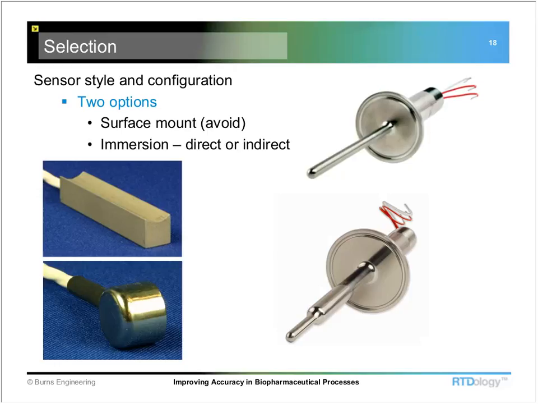So to look at some of the probe types to overcome this, one of the first things to look at, we typically have 2 options here. We can do a surface mount sensor, and for improving anything beyond 0.5 degrees C accuracy, pretty much avoid those. It's going to be very unlikely that you're going to get anything better than 0.5 degree C with something like that. The best way is to go with an immersion, whether it's direct or indirect, which would be a probe inside of a thermal well.